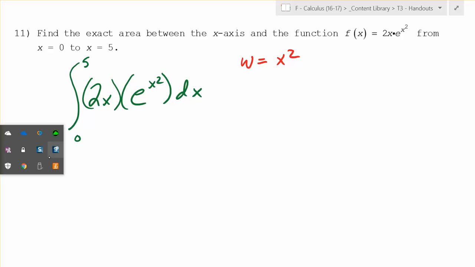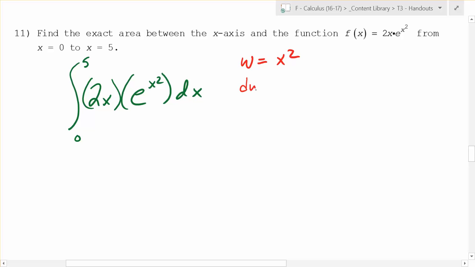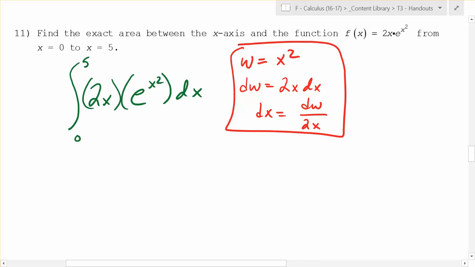You guys should be able to just totally do this. What's dw equal to, David? 2x dx. So what does dx equal? dw over 2x. We've done this so many times. So that was isolating. Now we substitute. So it's the integral from what to what now? 0 to 25. 2x e to the what power? w. And then you have dw over 2x.